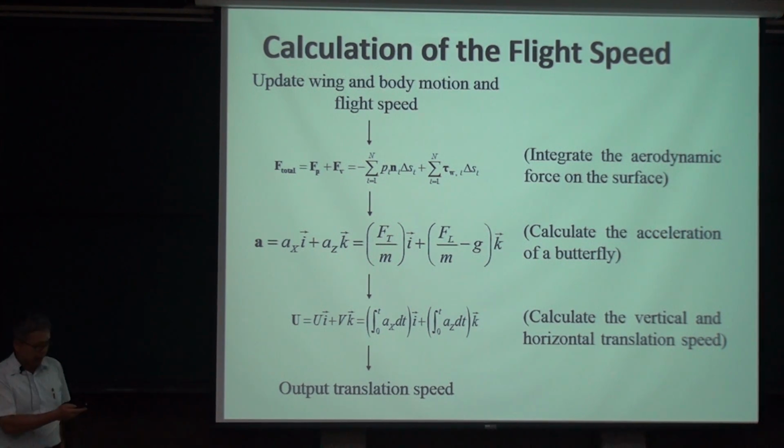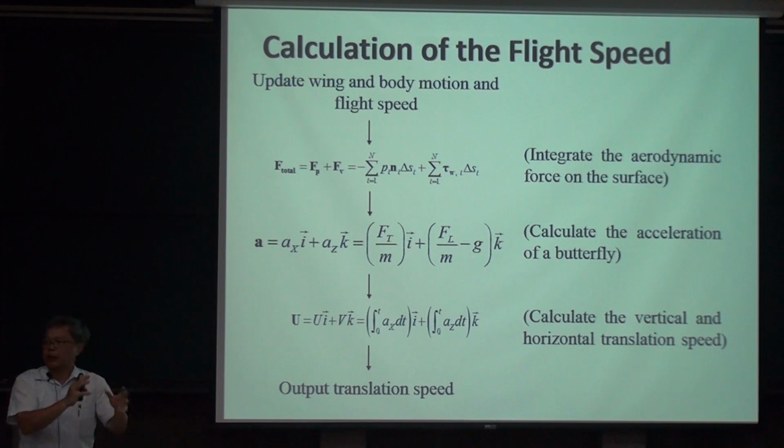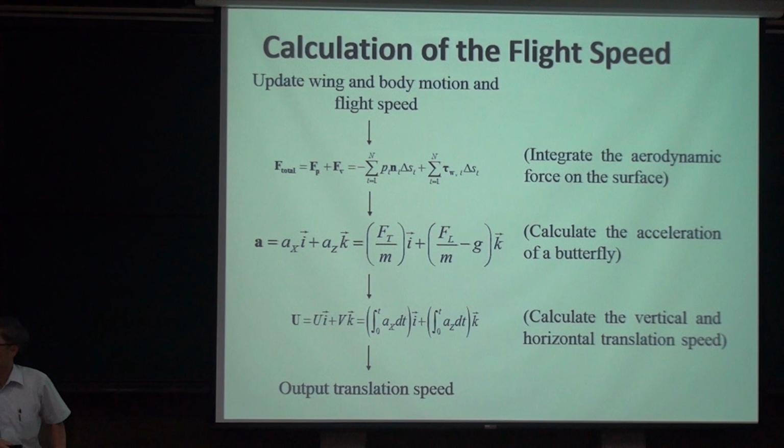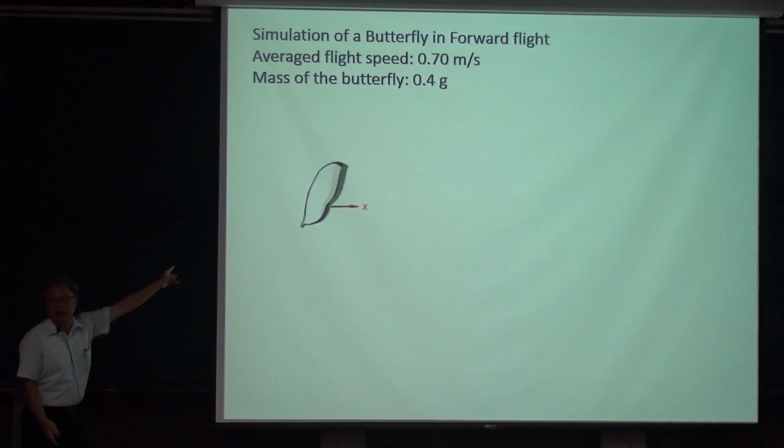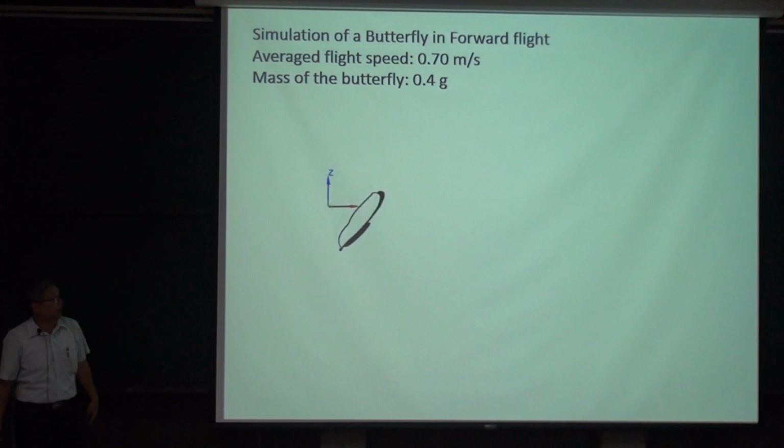Okay, so here the procedure: first we update the wing and body motion from the experiment. And then we integrate them together to calculate the force. And the force will produce acceleration, and then we derive the speed for next step. And then for next step, we put a new posture onto it. That's the result of the numerical simulation.